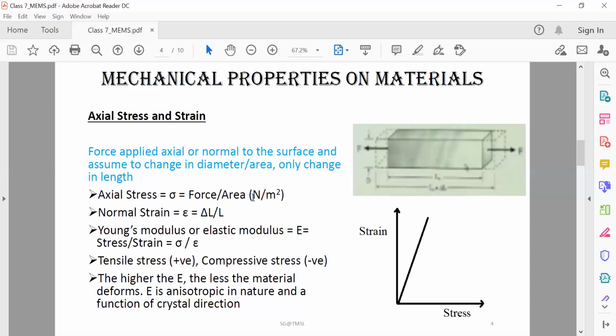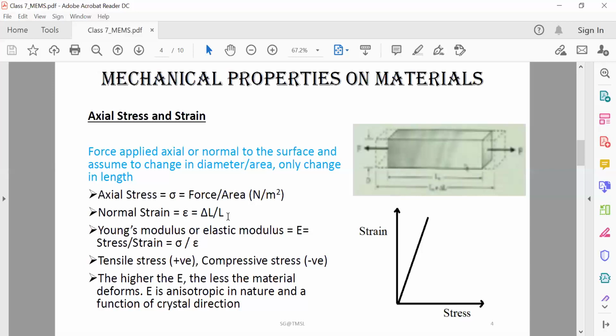Here it is given in Newton per meter square. Next is the normal strain, which is epsilon equals del L by L. Now what is del L? If the length is L, and the change of length is del L, so L plus del L, that is the change. So here normal strain epsilon equals del L, the change of length, divided by the actual length, which is called normal strain.